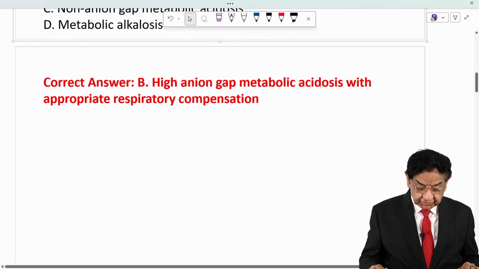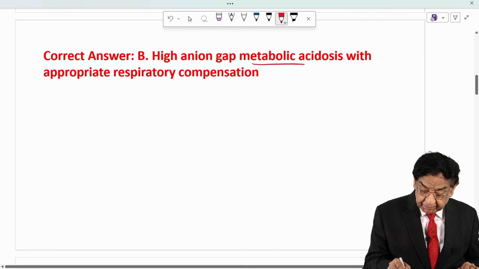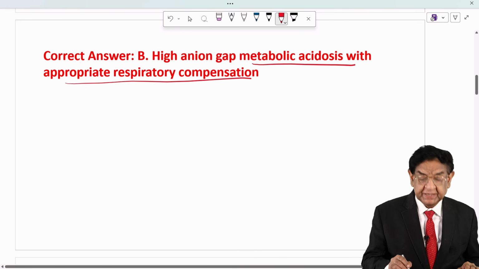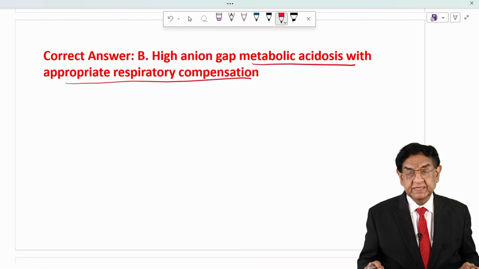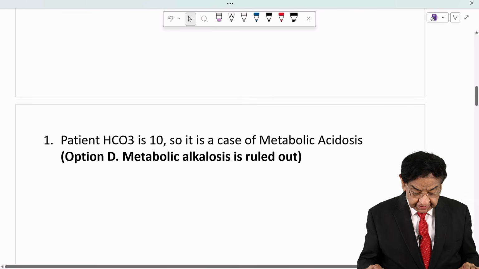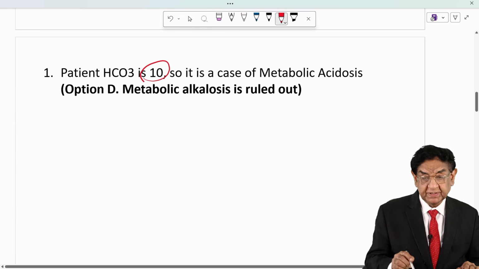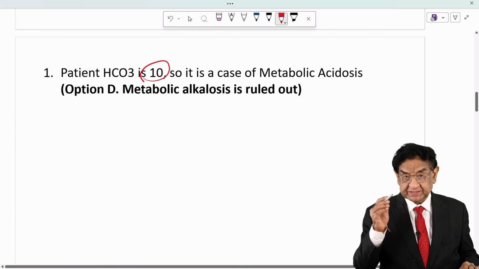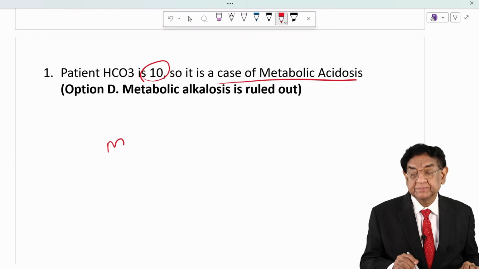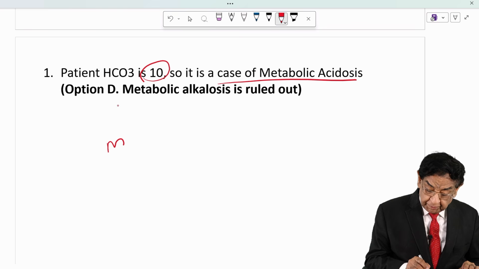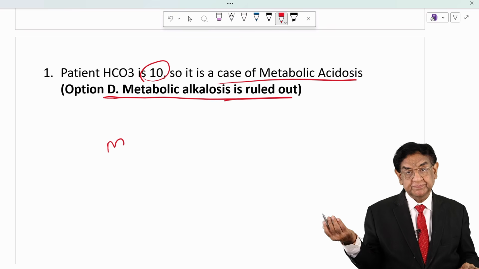The answer of this question is B, that is high anion gap metabolic acidosis with appropriate respiratory compensation. Let us discuss the question. First of all, patient bicarb is 10. Ten bicarb means it's a case of metabolic acidosis. So options B and D, metabolic alkalosis, are ruled out.